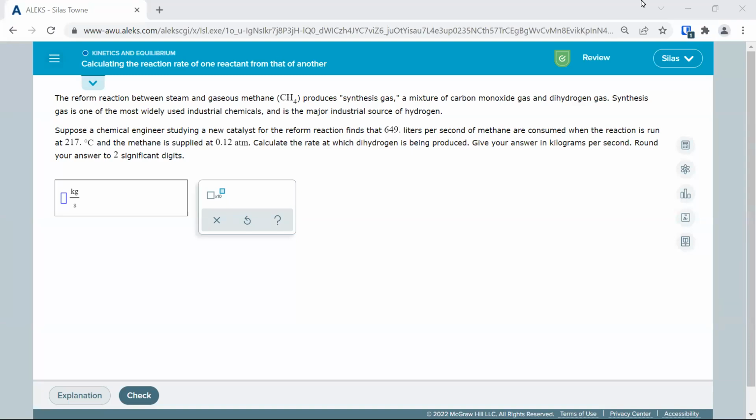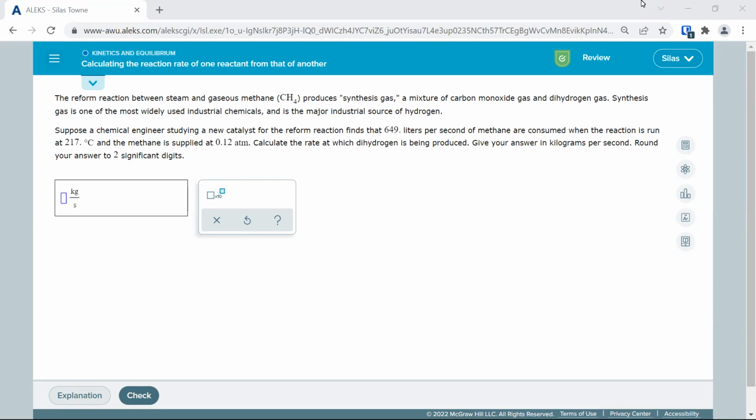All right, let's take a look at calculating the reaction rate of one reactant from that of another. So we learned about reaction rates. We can write a balanced chemical equation. We can see that we can use a fraction typically to adjust for that stoichiometric coefficient in front of a balanced chemical reaction. Now, a question like this builds upon previous knowledge and incorporates this new knowledge.